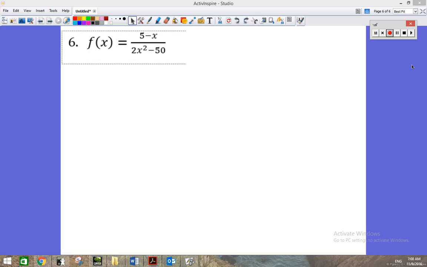We've been looking at rational functions, which are a ratio of polynomial functions. The numerator and the denominator are each polynomial functions. We've been asked three things: to find the domain and to identify if there's any vertical asymptotes or holes in the graph of this function.